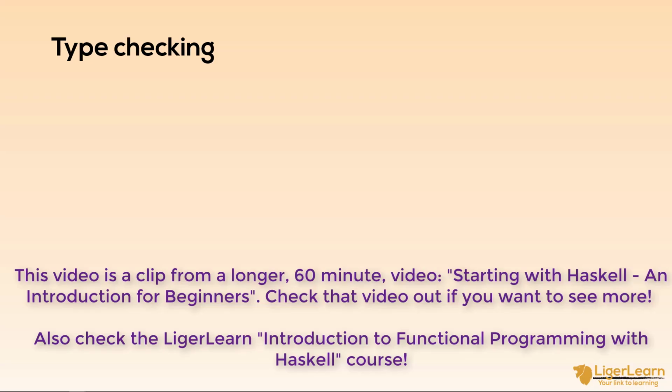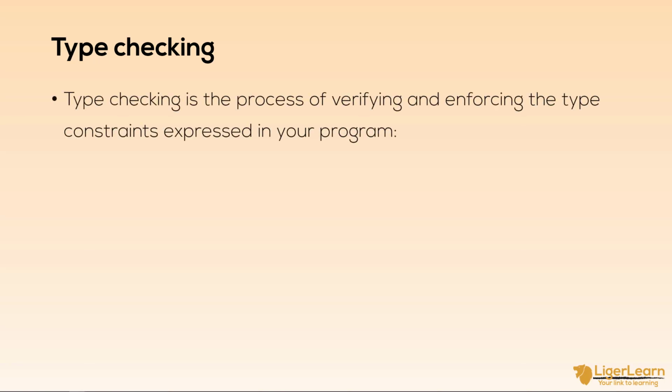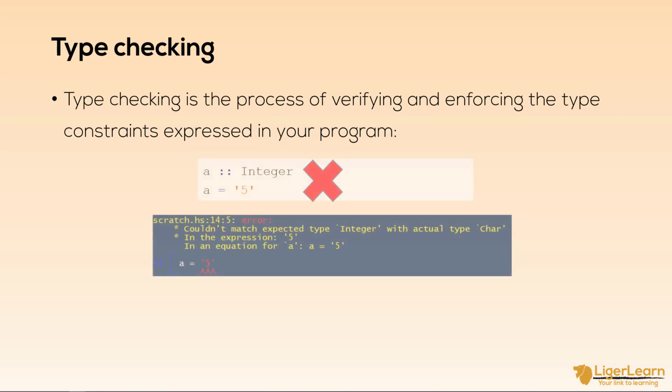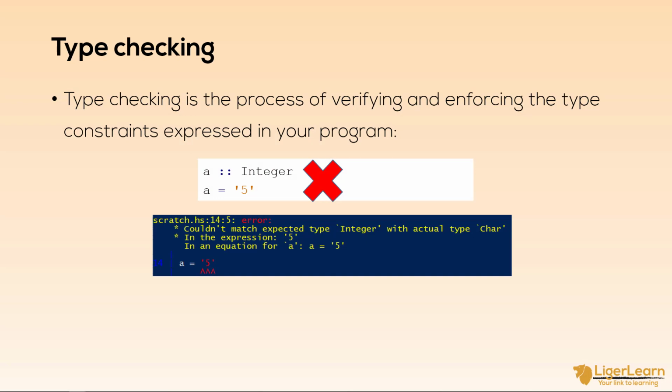And why do we even bother declaring types? In the simplest sense, the purpose of having types is to constrain the value of a variable to a valid set. The process of verifying and enforcing the type constraint, expressed in your program, occurs at compilation time and is known as type checking. So for example, if we declare a variable, a, which is of type integer, and then we bind a to the character 5, we will get an error.